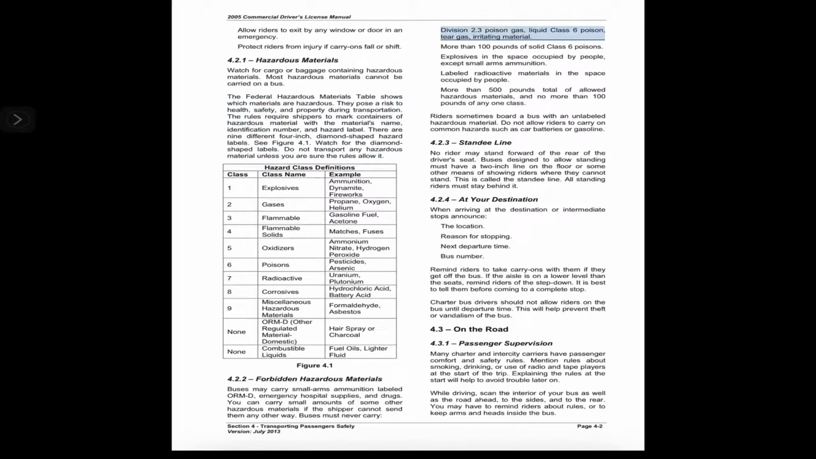Hazard class definitions. Division 2.3, poison gas. Liquid class 6 poison. Tear gas. Irritating material. More than 100 pounds of solid class 6 poisons.